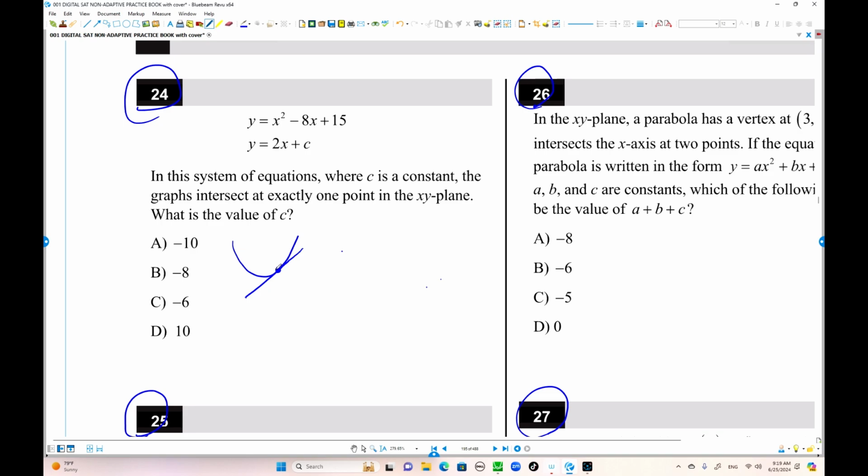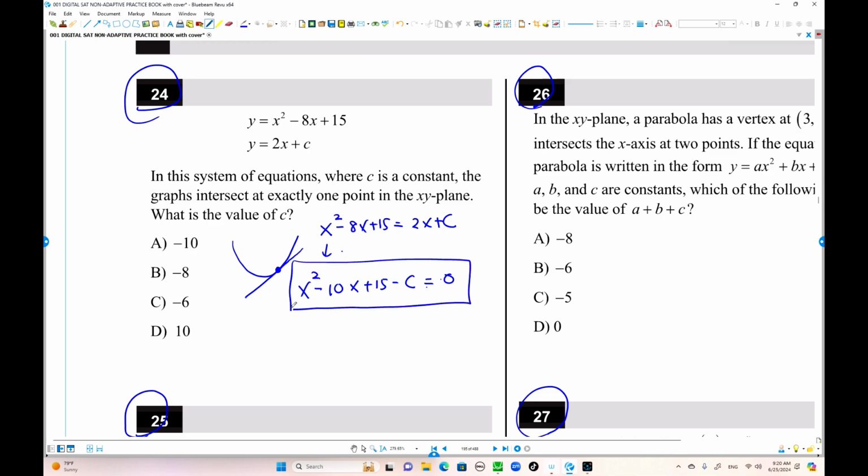1 point. That means the primary quadratic equation should have 1 intersection, right? So its discriminant must be equal to 0, right? So find the discriminant of the primary equation. x squared minus 8x plus 15 equals 2x plus c. The primary equation is what? x squared minus 8x minus 2x is 10x, and plus 15 minus c equals 0. That is the primary equation.